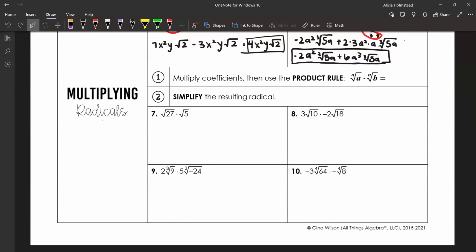Okay, so moving on from addition and subtraction, now we're going to talk about how to multiply radicals. So multiplying coefficients, we're going to use the product rule, which is the same product rule we were using in the exponent lessons, because remember, radicals are just exponents.